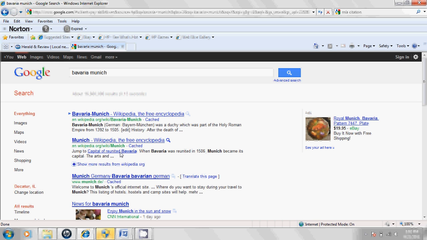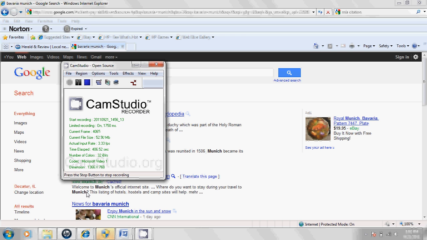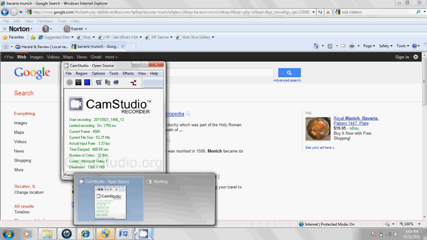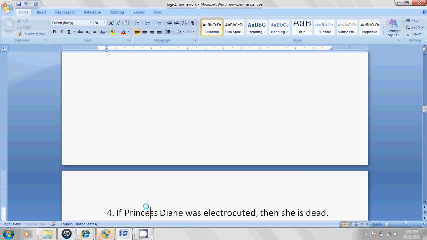When Bavaria was reunited in 1506, Munich became its capital, it says here. That's Wikipedia. Welcome to Munich, the official internet site. Where do you have to travel? It's labeled Munich, Germany, Bavaria. So let's say it's true. I really don't know, but I think it's pointing towards true, and in this case it's best just to go ahead and assume it's true. So let's go ahead and label that as sound.